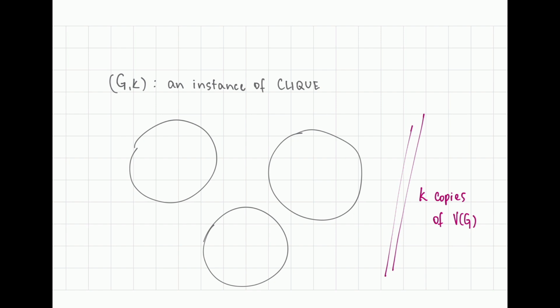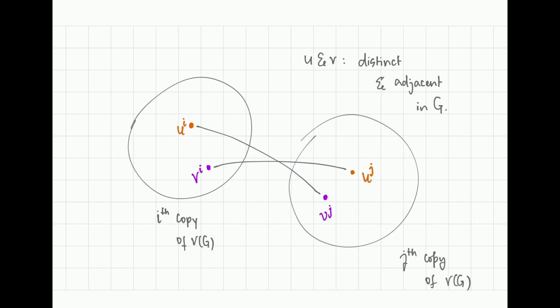So let's fix any pair of copies of the graph G. We are going to do this for every pair of copies. So we're going to consider all k choose 2 pairs of the k copies that we have made. And here is what we want to do across the copies. If we have an edge between the vertices u and v in the graph G, then we are going to look for the ith copy of u and the ith copy of v and the jth copy of u and the jth copy of v. You have to make sure that they are connected in this way.